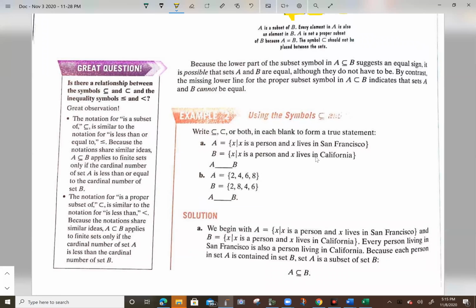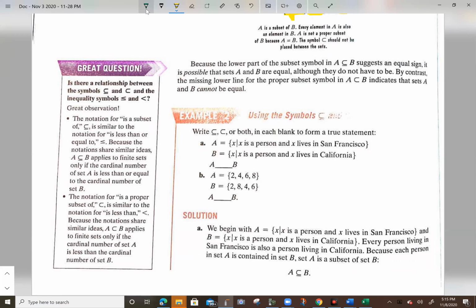All right, so write subset, proper subset, or both in each blank to form a true statement. So A is the set of x where x is a person and x lives in San Francisco. And then B, x is a person and x lives in California.